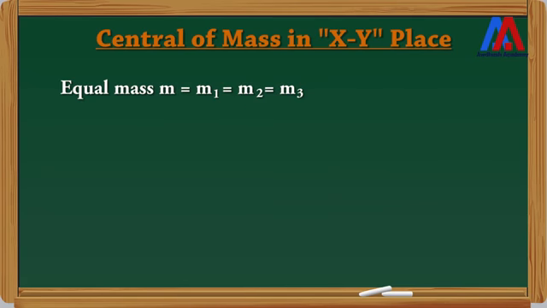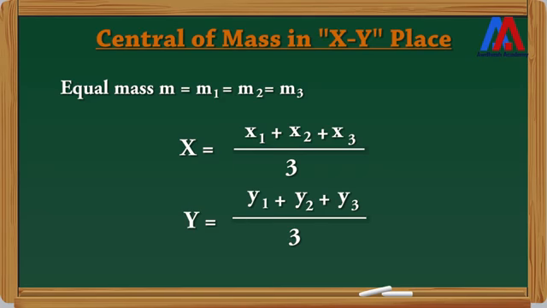And therefore what happens that if m1, m2, m3 are same, that is equal to m, in that situation we can see that x will be equal to x1 plus x2 plus x3 divided by 3 and y will be equal to y1 plus y2 plus y3 divided by 3.